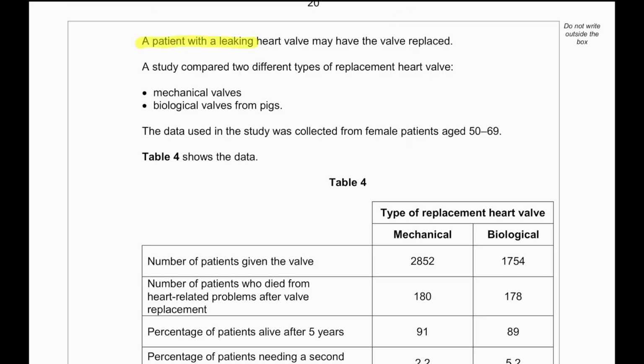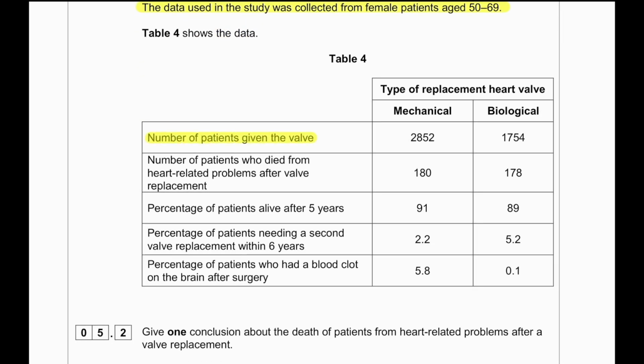A patient with a leaking heart valve may have the valve replaced. A study compared 2 different types of replacement heart valve, mechanical valves and biological valves from pigs. The data used in the study was collected from female patients aged between 50 to 69. Number of patients given the valve: in the mechanical part, we got 2,852 and biological 1,754.